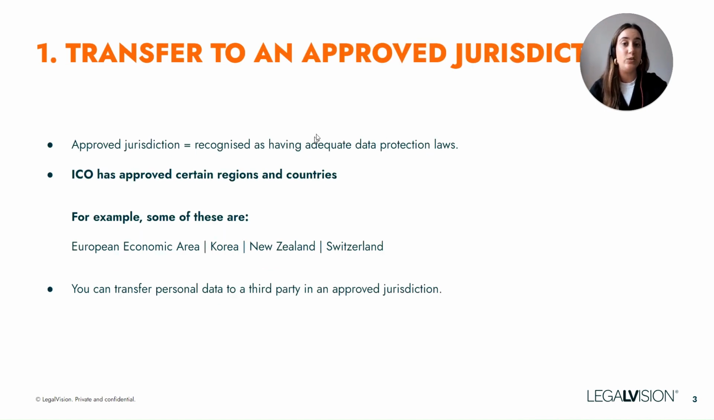The first exception is where you're sending personal data to a third party in a jurisdiction which has been recognised as having adequate data protection laws. The UK Information Commissioner's Office, also known as the ICO, have approved certain regions and countries such as the European Economic Area, Korea, New Zealand and Switzerland as being adequate jurisdictions. So if you're transferring the personal data to a third party in one of those approved jurisdictions, you can proceed with the transfer with a standard data processing agreement in place.